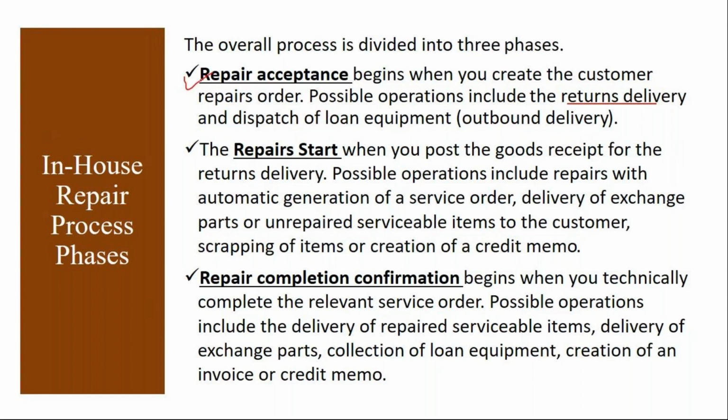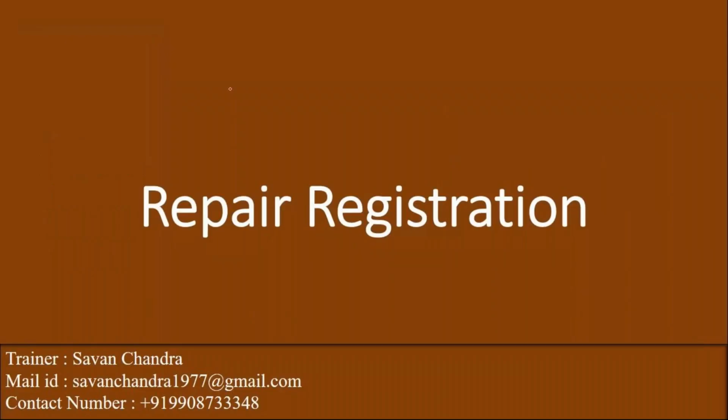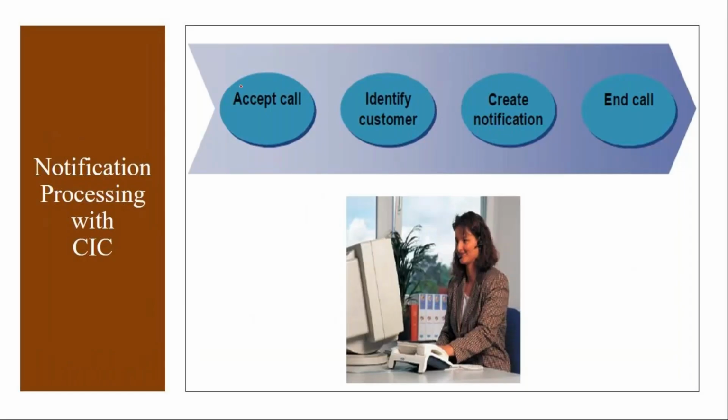So this is repair acceptance. First we will see the repair registration. First, the customer calls the customer care department. The customer service agent will receive the call, accept the call, identify the customer, and then based on the customer complaint they will create a notification, and then end the call. So this happens using a notification. This we have already discussed.